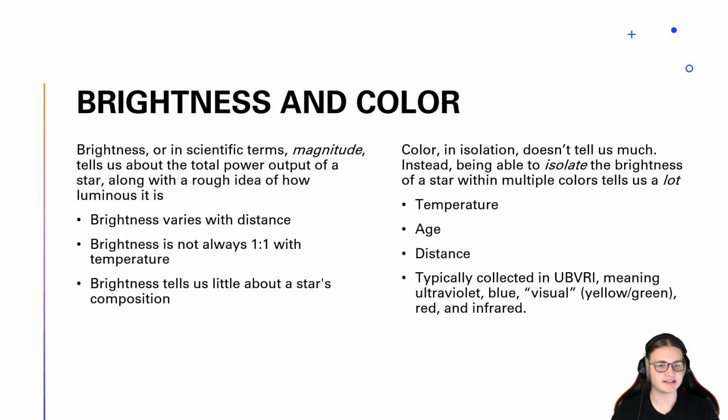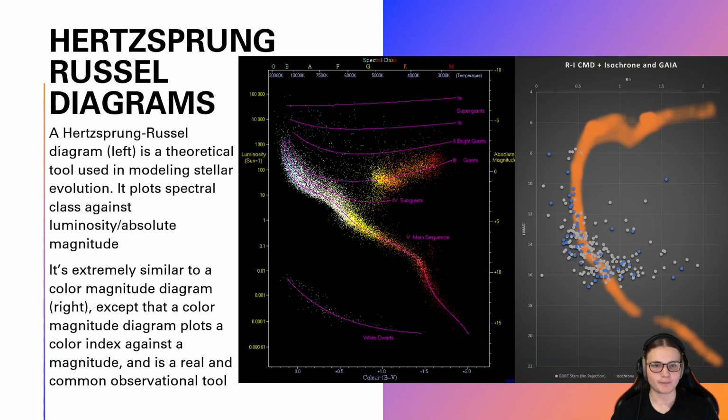These are typically collected in UBVRI bands: ultraviolet, blue, visual, which is a yellow-green, red, and infrared. A Hertzsprung-Russell diagram plots spectral class versus magnitude. A color magnitude diagram is a real data version that plots color index against brightness, such as red minus infrared in the plot at right. They look very similar, so you may be wondering how they differ in practice.